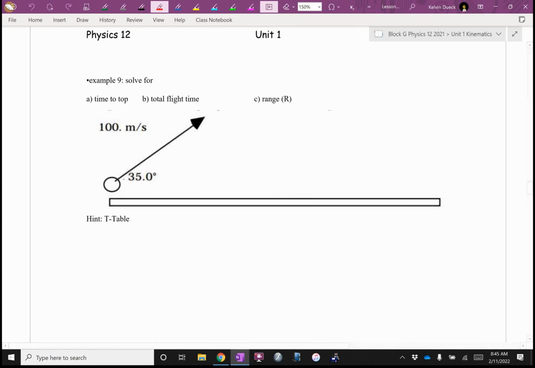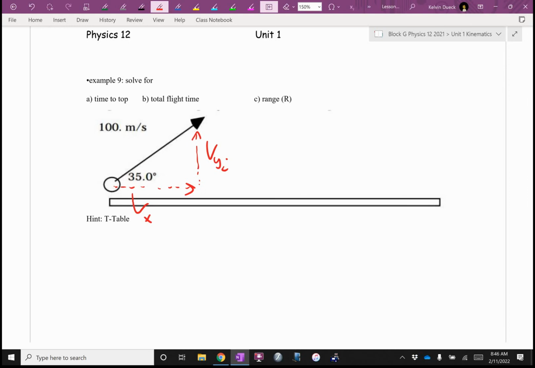Let's break this up into components. I'll call this Vx. I'll call this Vy initial. Why did I put an initial on the Vy and not on the Vx? Because only the vertical is changing, because it's the only one that has an acceleration.